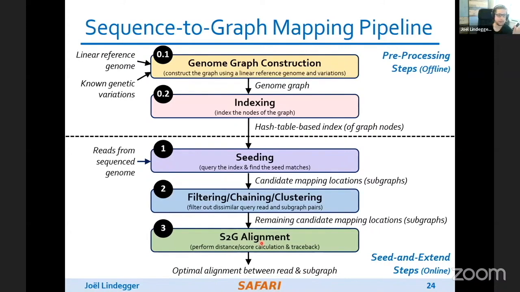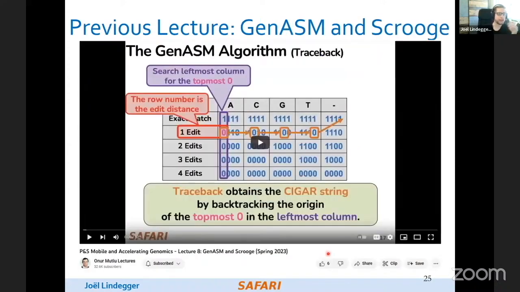Okay, so the key issue here is really how we do this sequence to graph alignment. Seeding and, well, chaining, let's skip this for the moment, but seeding essentially works exactly as in sequence to sequence mapping. These offline processing steps, okay, we can kind of envision how to do them, but the key pointer is this very computationally expensive and frequently used sequence to graph alignment step. Now recall again, in the previous lecture, we discussed Genome and Scrooge, and what those algorithms handle very well, especially in hardware, is sequence to sequence alignment.